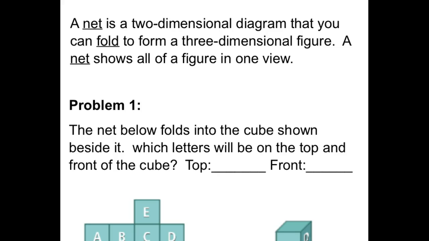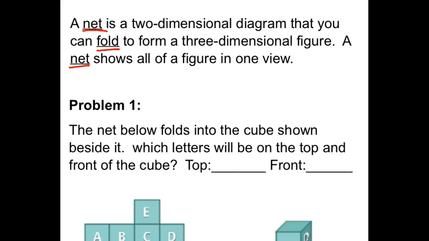All the blanks up there, make sure you get those three words filled in. Net, fold, and net. A net is a two-dimensional diagram that you can then fold to form a three-dimensional figure. A net shows all of a figure in one view. So it's if you cut all the edges of a shape, or almost all the edges of a shape, and just lay it out flat.